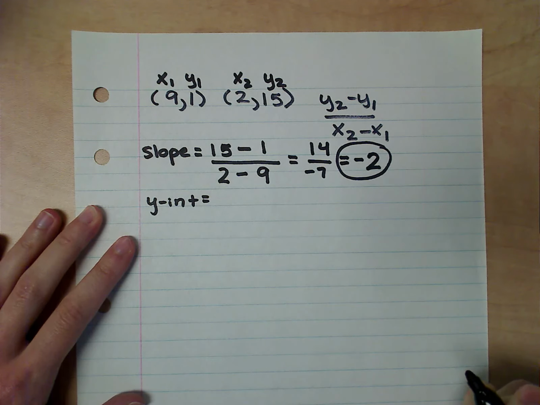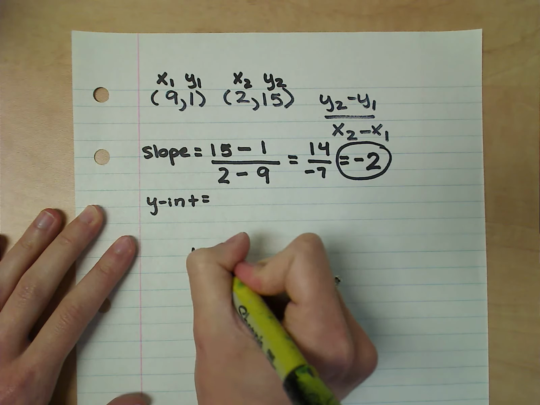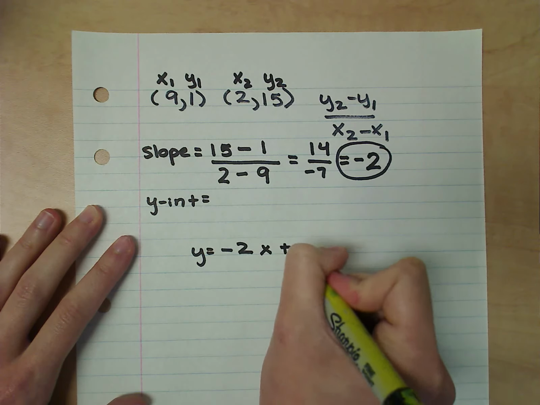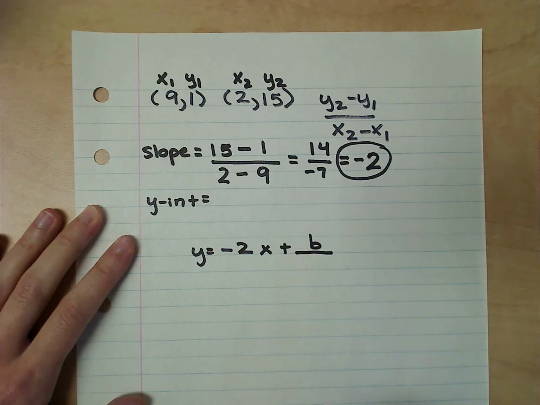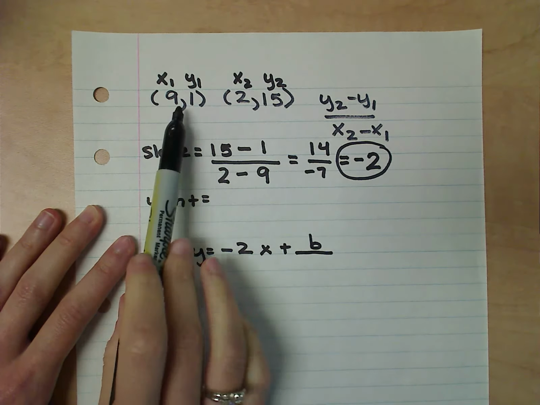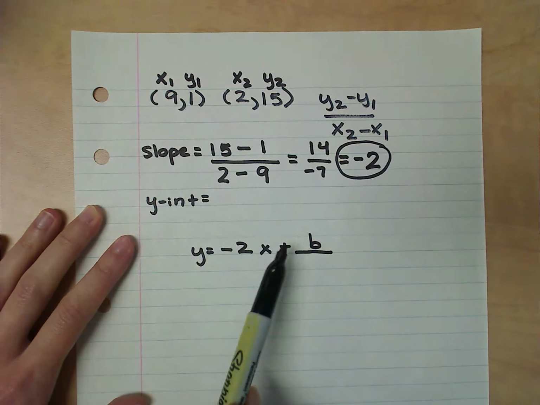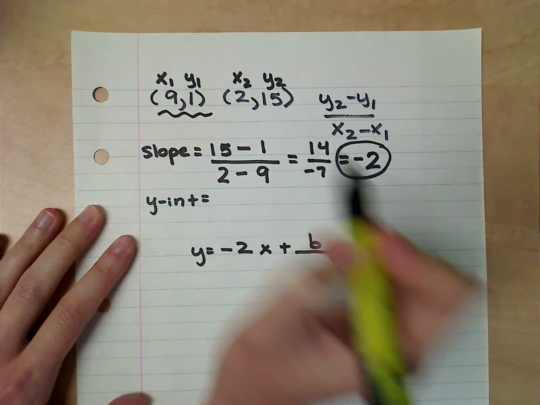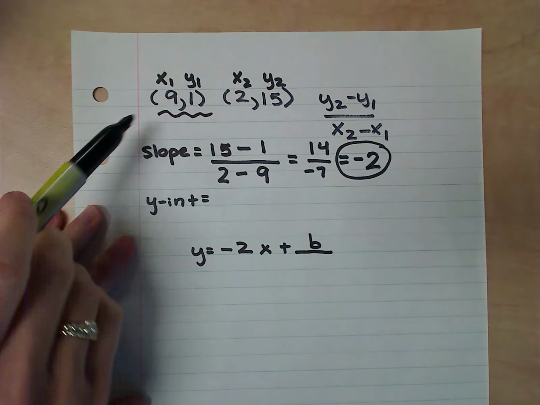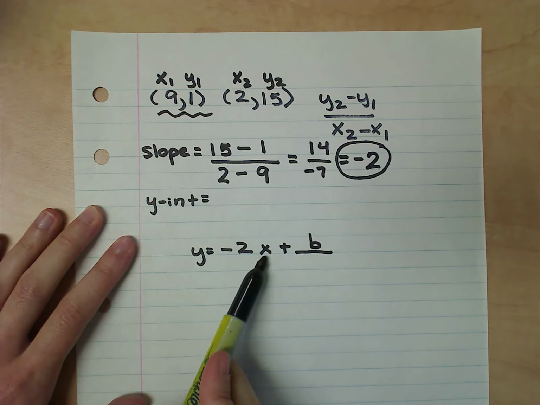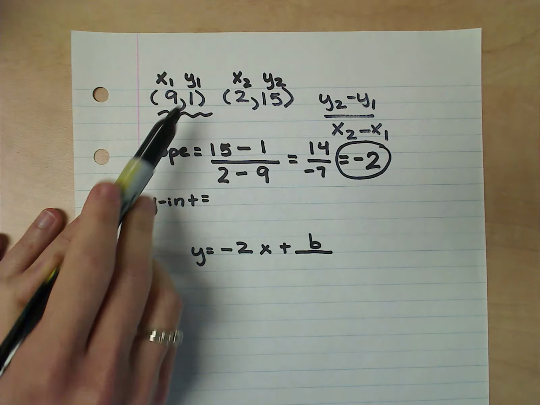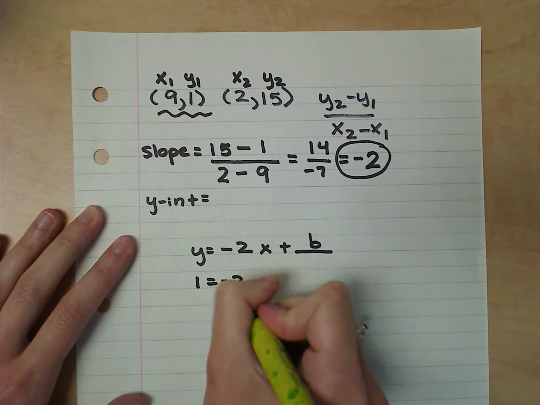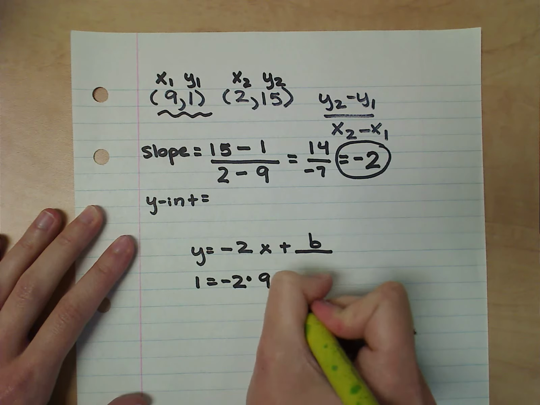So I'm going to do the same thing I did before. I have y equals negative 2, that's my slope, x, plus my y-intercept. I don't know what my y-intercept is. So I'm going to pick one of these points to plug in for x and y. I'll go ahead and pick 9 and 1, just because we got a 1 there and that's nice. 9 is my x value. I'm going to put 9 in for x. 1 is my y value. I'm going to put 1 in for y. So 1 equals negative 2 times 9 plus b.